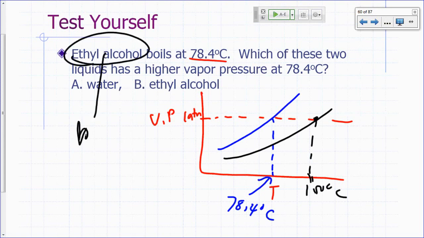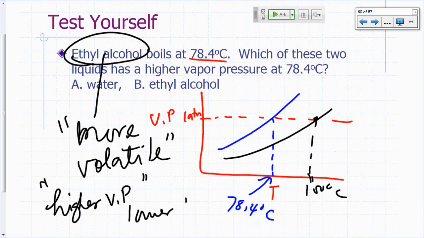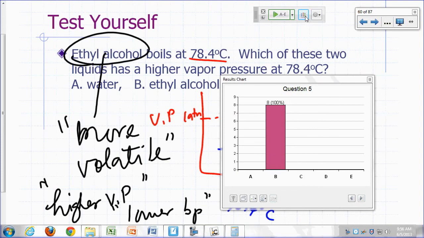Okay, it has a greater tendency to go into the gas phase. It has a higher vapor pressure, lower boiling point. So the expression more volatile is synonymous with having a higher vapor pressure or having a lower boiling point. Okay? So how did we do on this one? Correct answer? You got it right.